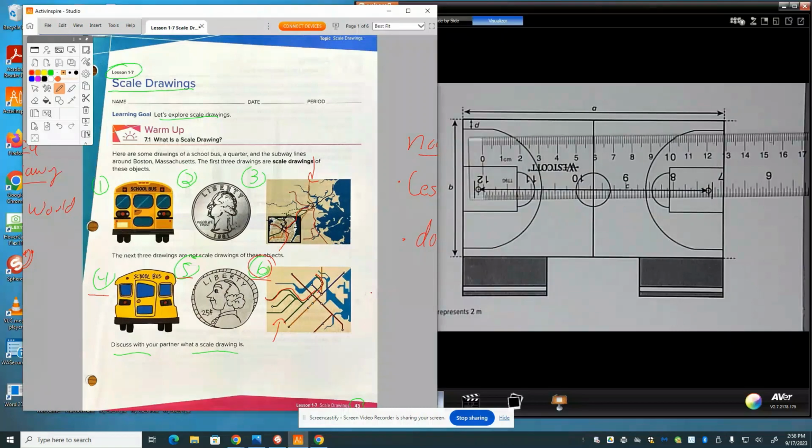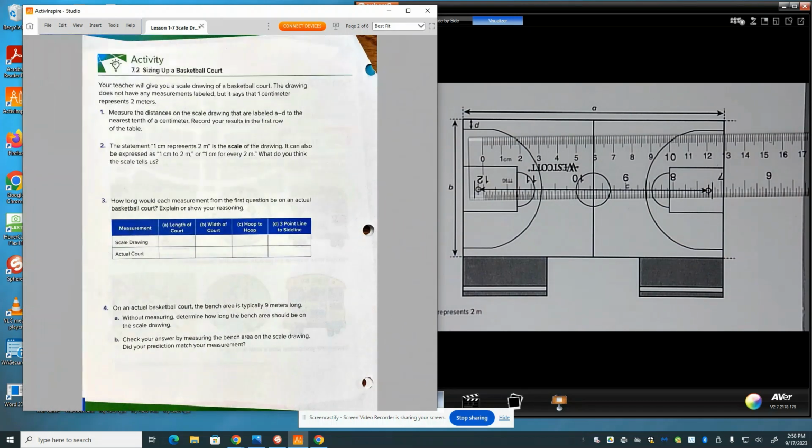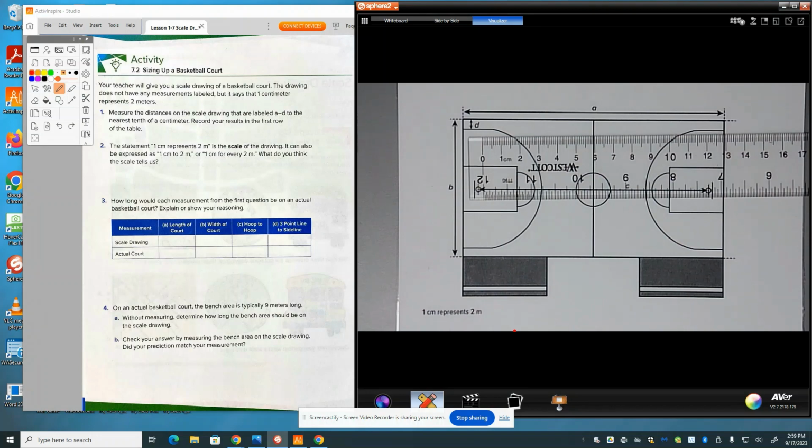So now that we've talked a little bit about scale drawings and know that they tend to be drawings of real world things with accurate measurements, let's go ahead and flip the page and look at a specific example. Now, if we flip the page, you'll notice that I'm going to give you a scale drawing of a basketball court. Now, the drawing does not have any measurements labeled, but it does say that 1 centimeter represents 2 meters. Now, this basketball court that you can see in my dot cam represents the actual measurements that have been scaled down from some real world basketball court.